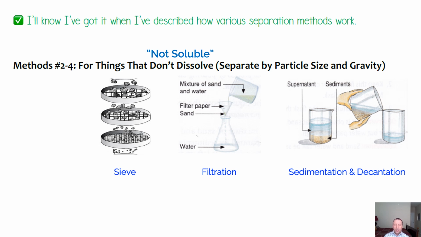Or filtration. You've probably filtered many things in the past. And so this is when you have filter paper or like a coffee filter or something like that. And so if you had something that didn't dissolve very well, you could pour it through and only the liquid would come out. And then there's something called sedimentation and decantation. Basically, you just let it sit for a while and all the sediment falls to the bottom, and then you carefully pour off the liquid on top, and then you don't really need a filter paper.